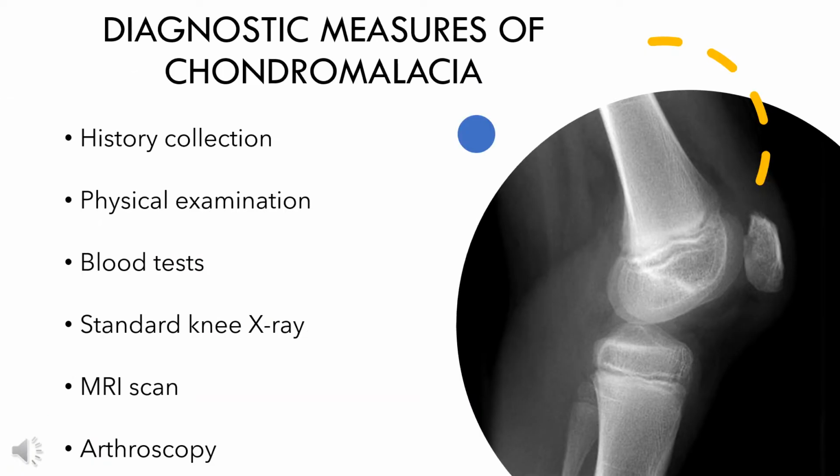Common diagnostic measures done to rule out chondromalacia are history collection, physical examination, blood test, standard knee X-ray, MRI scan, and arthroscopy.